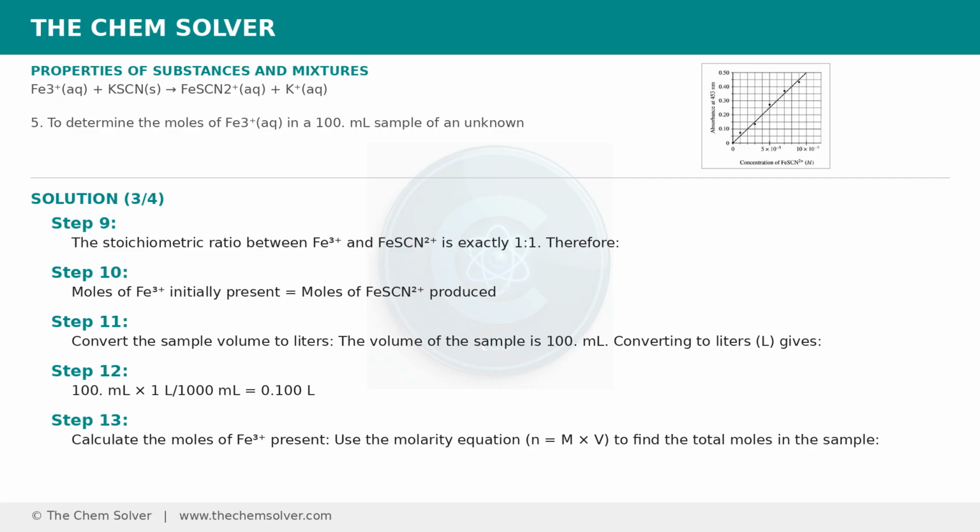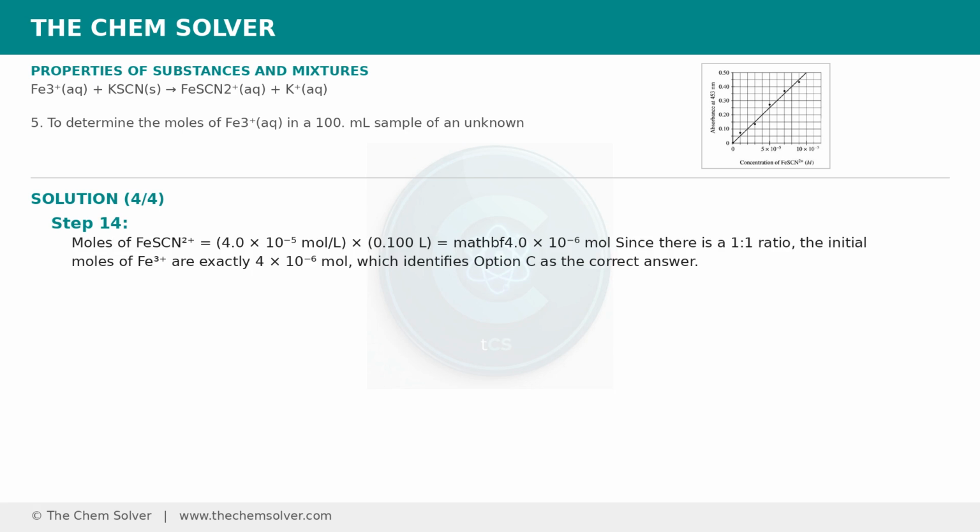Calculate the moles of Fe3+ present. Use the molarity equation, n equals M times V, to find the total moles in the sample. Moles of FeSCN2+ equals 4.0 times 10 to the power minus 5 moles per liter times 0.100 liters equals 4.0 times 10 to the power minus 6 moles. Since there is a 1-to-1 ratio, the initial moles of Fe3+ are exactly 4 times 10 to the power minus 6 moles, which identifies option C as the correct answer.